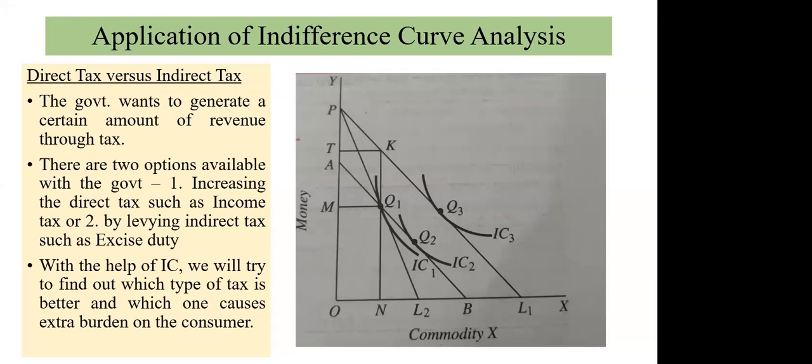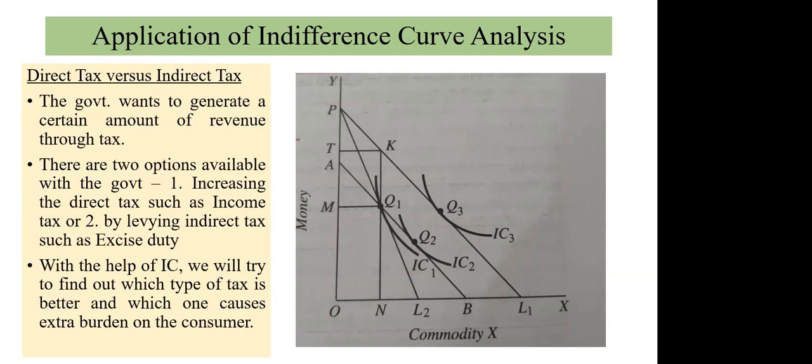Now, why does this happen? Why doesn't direct tax cause the same amount of satisfaction reduction like the indirect tax? When indirect tax is put on a commodity, the price of the commodity increases. So with the change in the price, two types of effect happen. One is the income effect, which is caused by the reduction in the real income or the purchasing power of the consumer, and another one is the substitution effect.